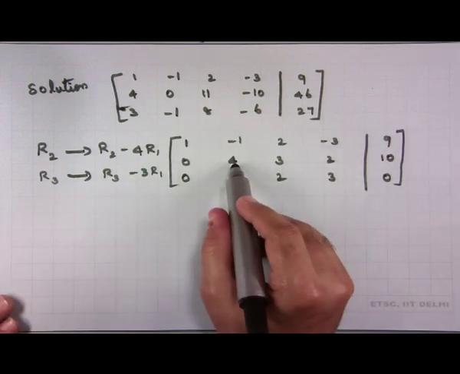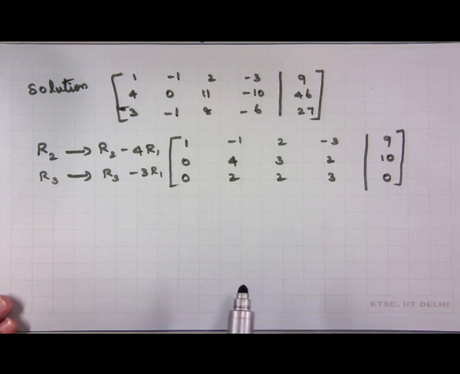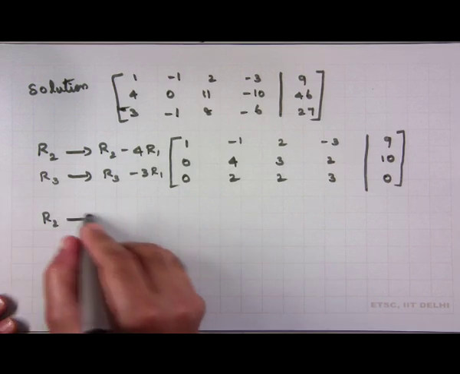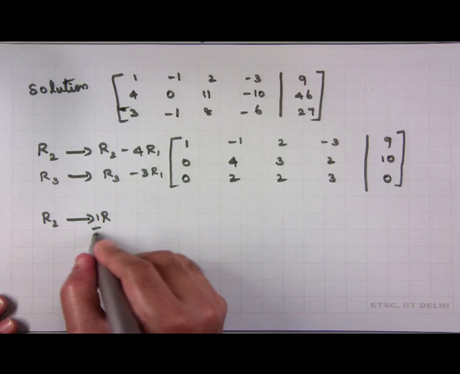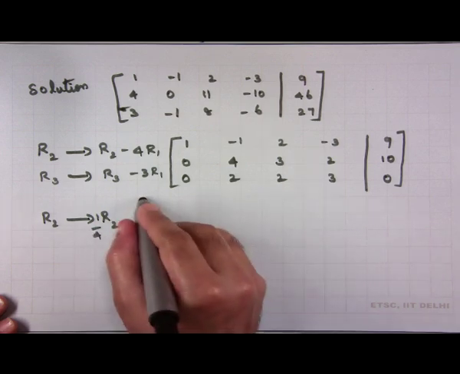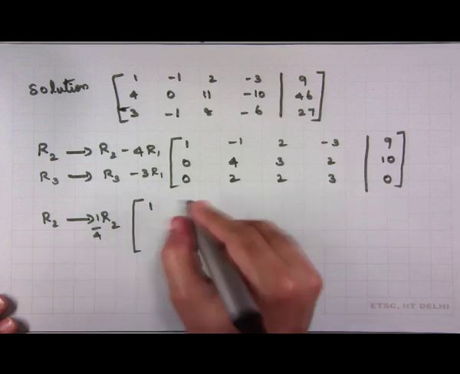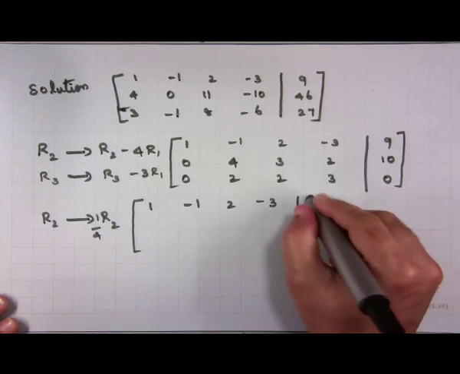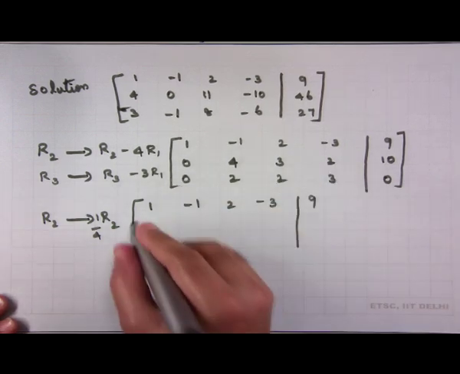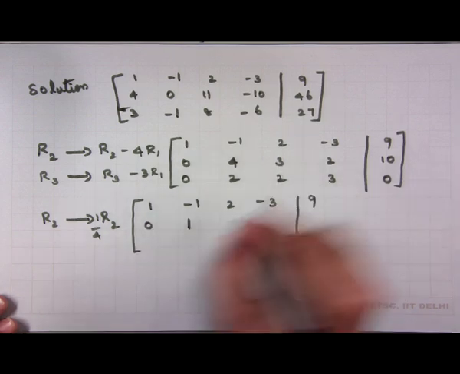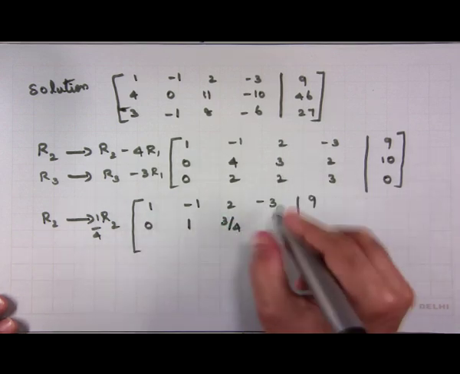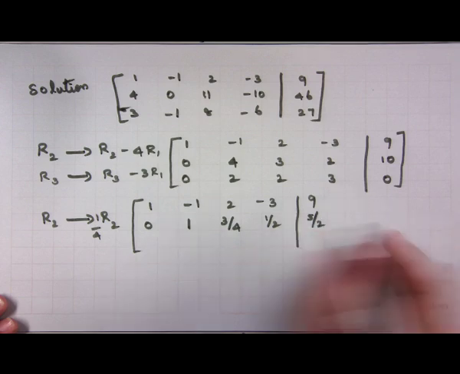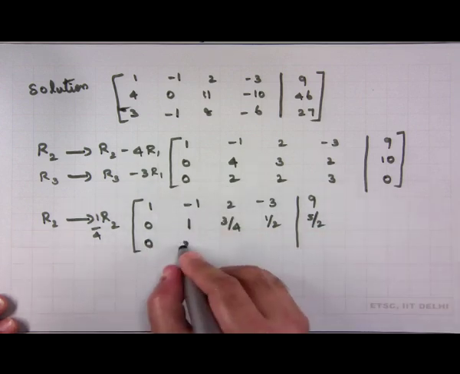I have 4, let us divide this by 4. R2 is replaced by 1 by 4 times R2, first row remains unchanged, second row I am dividing it by 4, 0, 1, 3 by 4, half, 10 by 4, which is 5 by 2, last row remains unchanged.